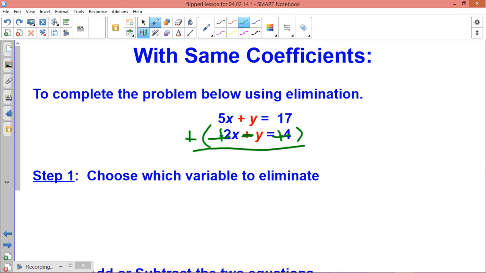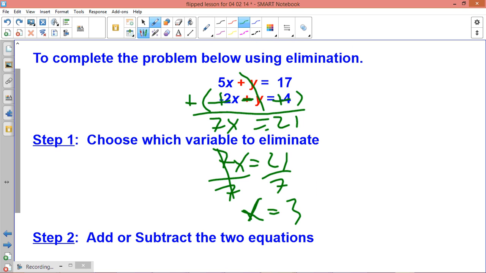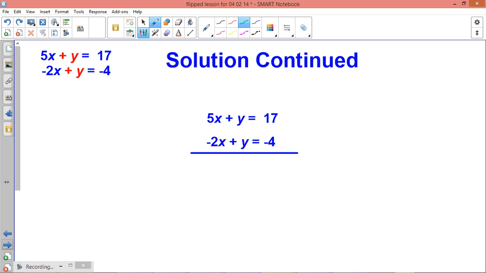So 5x plus 2x, 7x. Y plus negative y, nothing, 0. 17 plus 4, 21. So I have 7x equals 21, which means x equals 3. Okay. Next step, I already got here, x equals 3.